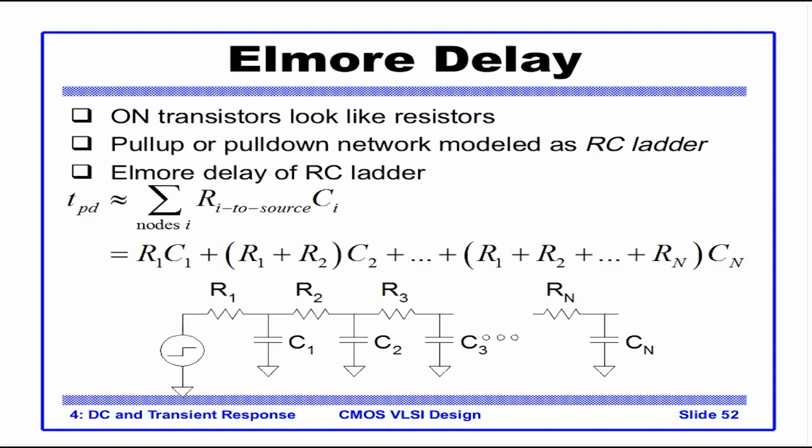Elmore delay assumes that transistors look like resistors. The pull-up and pull-down networks are modeled as RC ladders, as we have been doing. The Elmore delay of an RC ladder is the propagation delay: say you have a network like this, it is the summation of Ri to source times Ci across all the nodes. So the delay here would be R1 C1 plus (R1 plus R2) C2 plus (R1 plus R2 plus R3) C3.